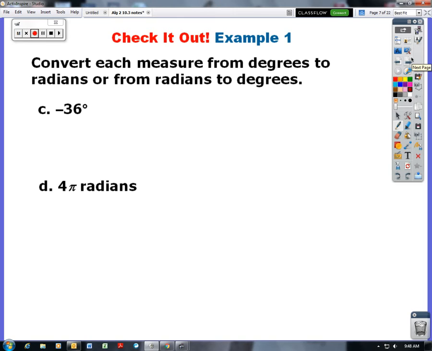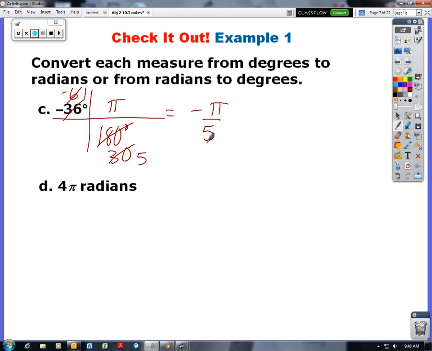Okay, a couple more, check it out. So you can pause, and then I'll be giving the answers. 180 degrees equals pi. Let's see, we could put 6 into there. 6 goes into 18, 180 30 times. And that's going to reduce down again to 5. So I'm going to have that negative out front, negative pi over 5.